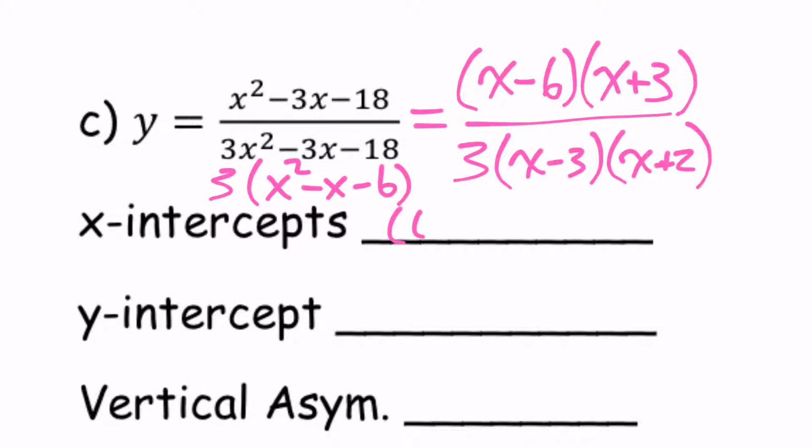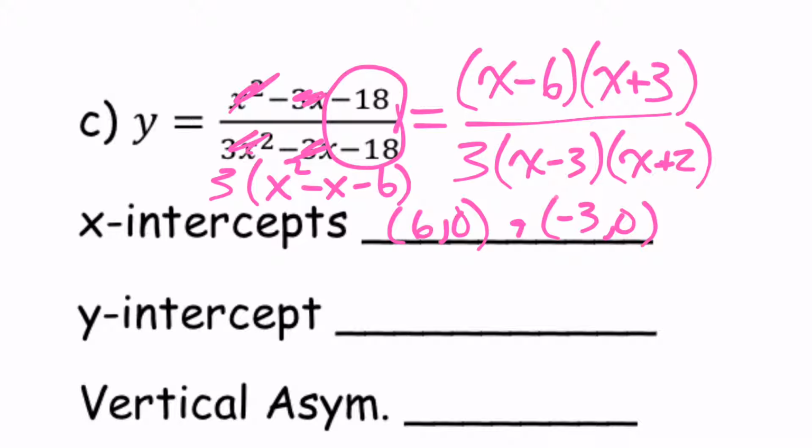X-intercepts will occur at (6, 0) and at (negative 3, 0). Y-intercept, the easiest way to find that is to look at it in standard form before we factored it. Because if we plugged in 0 for x, which is what a y-intercept is, that term's gone, that term's gone, that term's gone, and that term's gone. So we're left with negative 18 over negative 18, which simplifies to 1. So the y-intercept is at (0, 1).